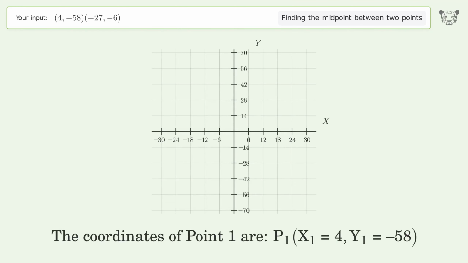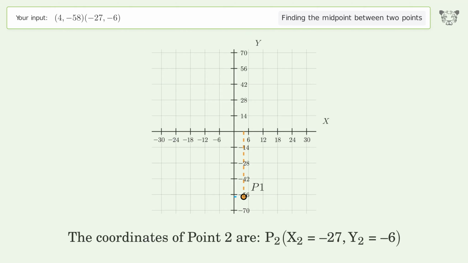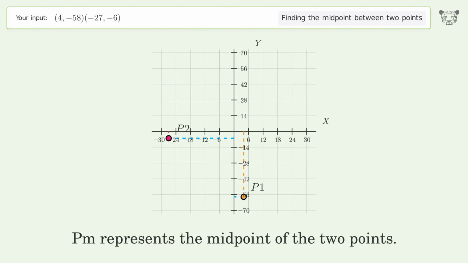The coordinates of point 1 are, x1 equals 4, y1 equals negative 58. The coordinates of point 2 are, x2 equals negative 27, y2 equals negative 6. PM represents the midpoint of the 2 points.